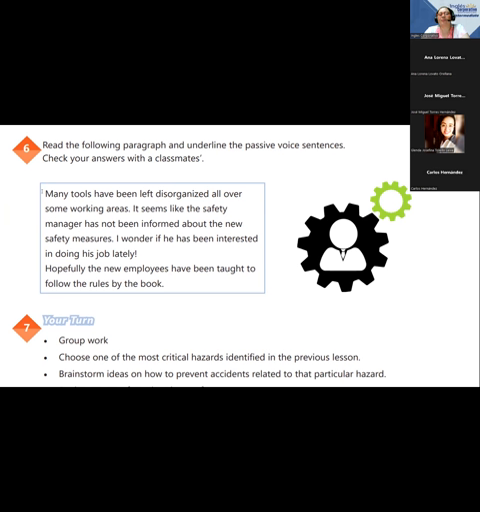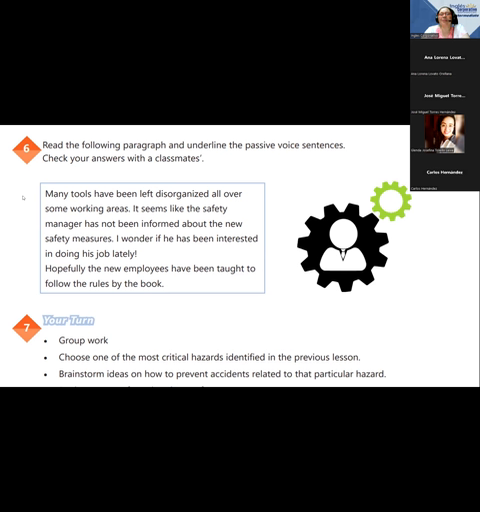My tools have been left. It seems like the assembly manager has not been informed about the information. I wonder if he has been interested in doing his job lately. Hopefully, the new employees have been told to follow their rules by the book. Okay, now let's underline the passive voice sentences.